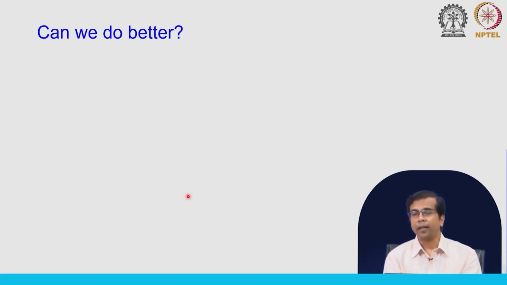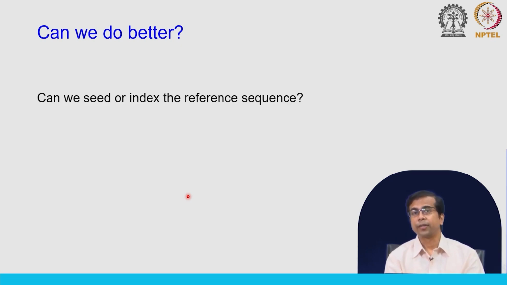Can we do better? Is there any way we can improve on this? So, the question is how do you actually improve on this? Now, one of the things you probably have noticed is that whether we are going with the brute force approach or with BLAST, we are linearly searching through the reference sequence. We are sliding through the reference sequence. Instead of that, can we also seed or index the reference sequence? Can we fragment the reference sequence? We can take out parts of the reference sequence and then search against the query.